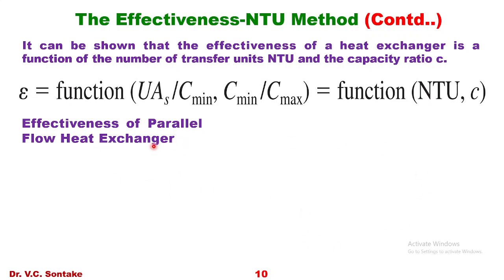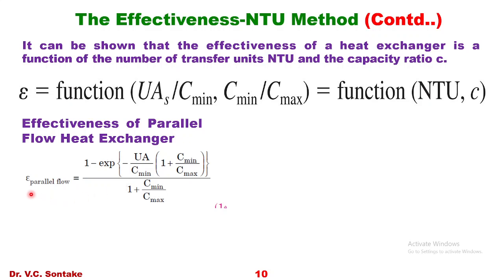So the effectiveness expression for parallel flow heat exchanger can be given as epsilon parallel flow is equal to 1 minus exponential of minus UA over C minimum into (1 plus C minimum over C maximum), over 1 plus the ratio of C minimum to C max. Here UA over C minimum is NTU and C minimum by C maximum is the capacity ratio capital C. So epsilon parallel will be equal to 1 minus exponential of minus NTU into (1 plus C), over 1 plus C.